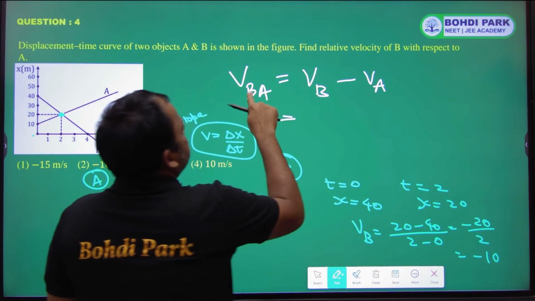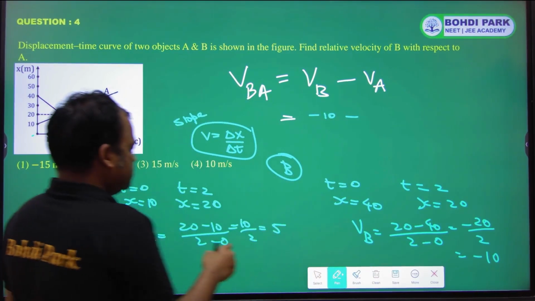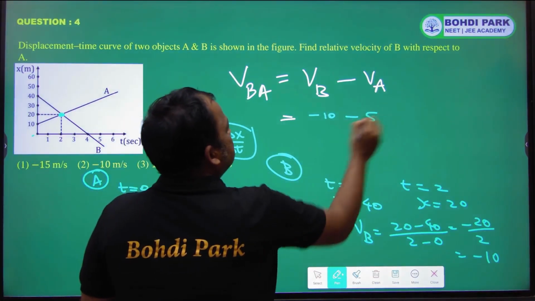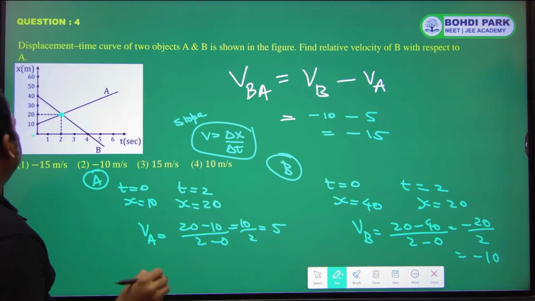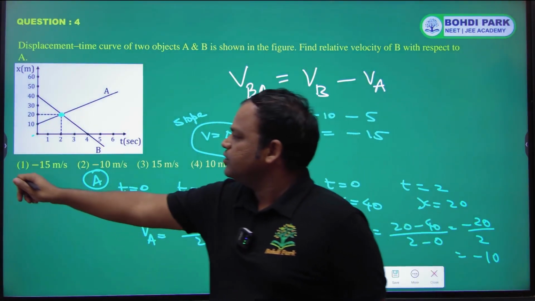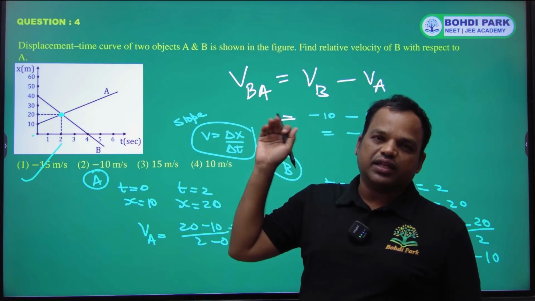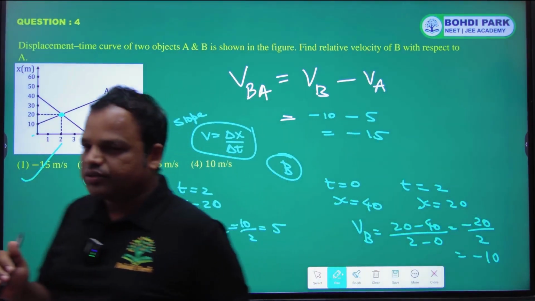So velocity of B relative to A is minus 10 minus velocity of A, which is 5. So that is minus 15 meter per second. So the answer is the first option, minus 15 meter per second. That is the relative velocity. Okay, so finished. Next question.